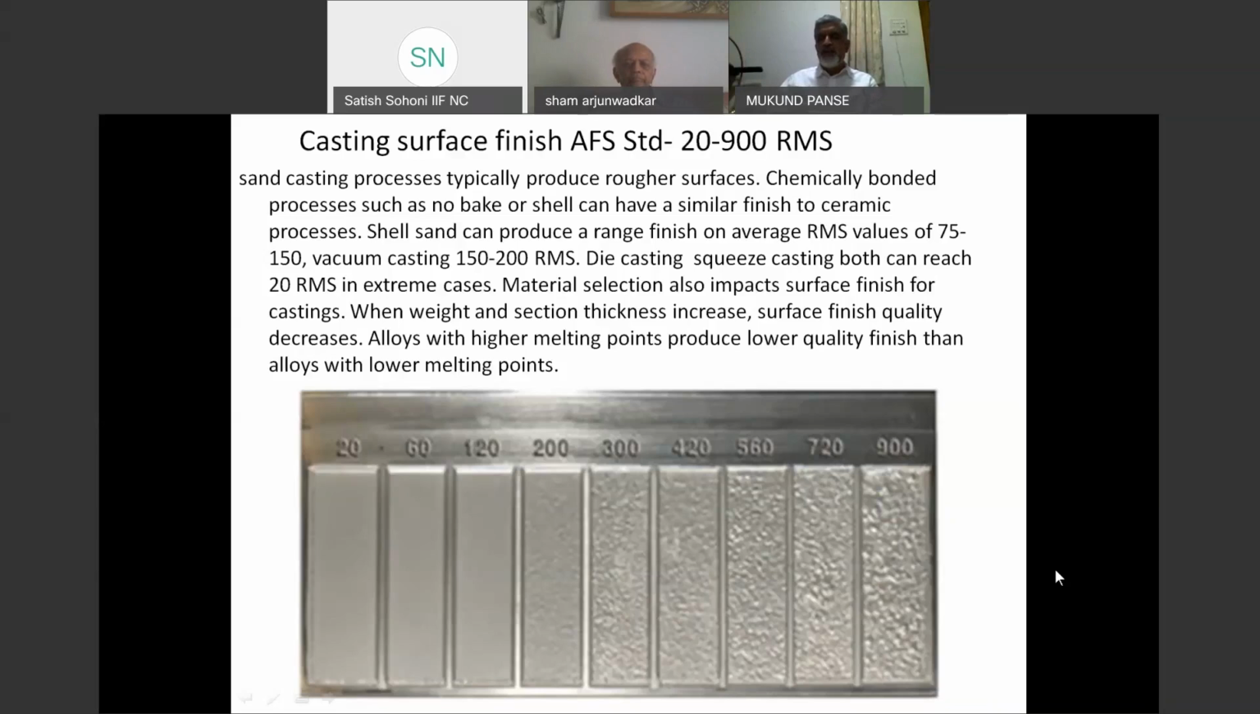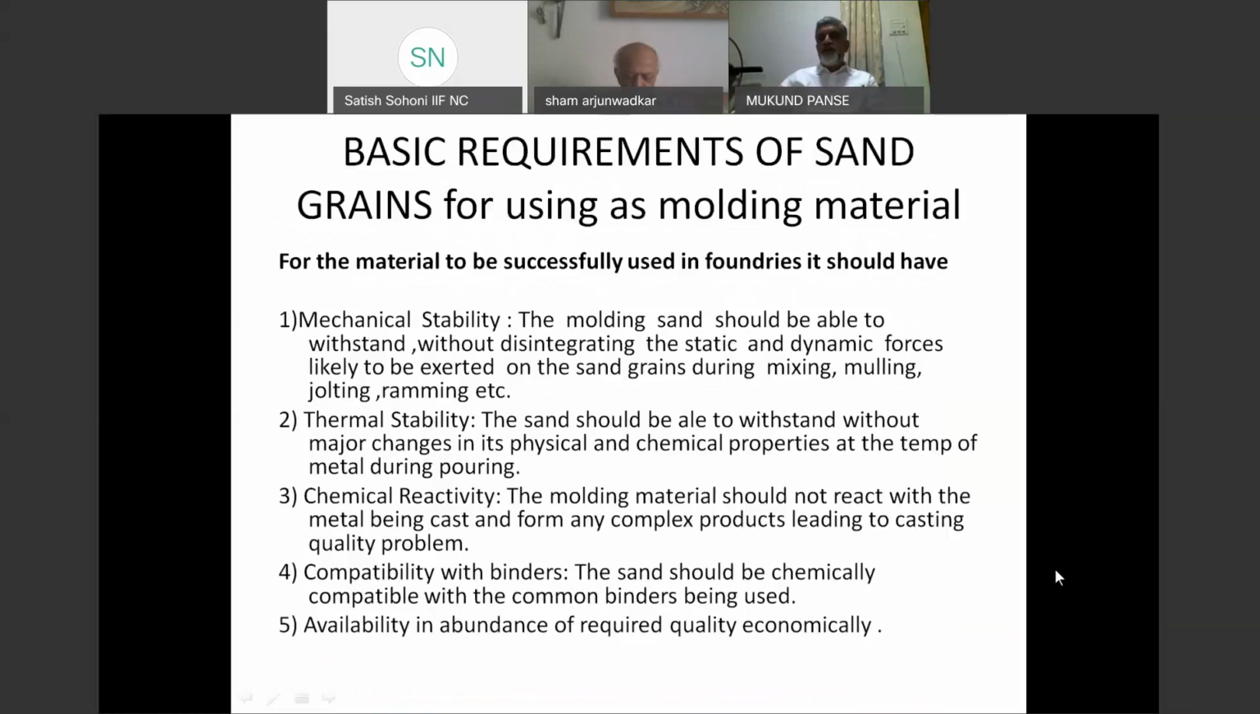The surface finish you get is mainly dependent on the fineness of the sand. The finer the sand, the better texture you will get. However, when you are pouring heavier castings, the fine sand will get fused and a sand fused layer will be there. So you have to use coarser sand and the resulting texture, that is the RMS value, will be on the higher side. So we'll see what are the basic requirements of sand grains for using as a molding material so that you get a better surface finish.